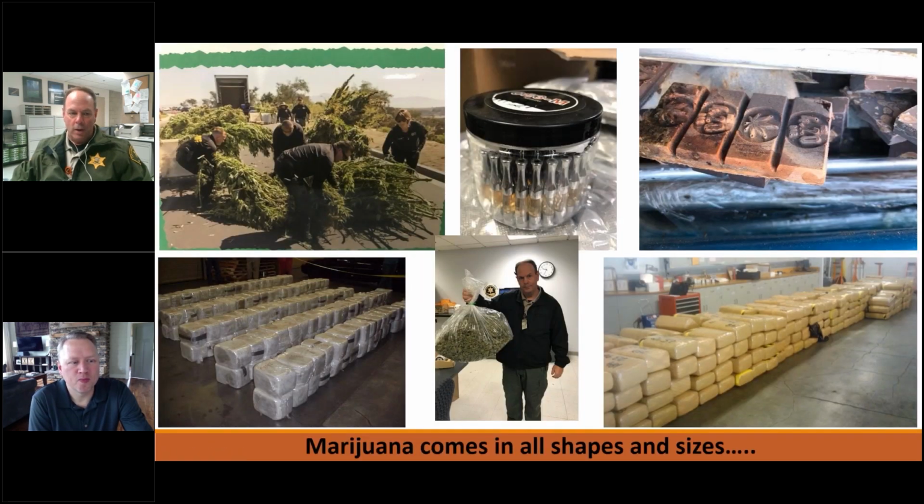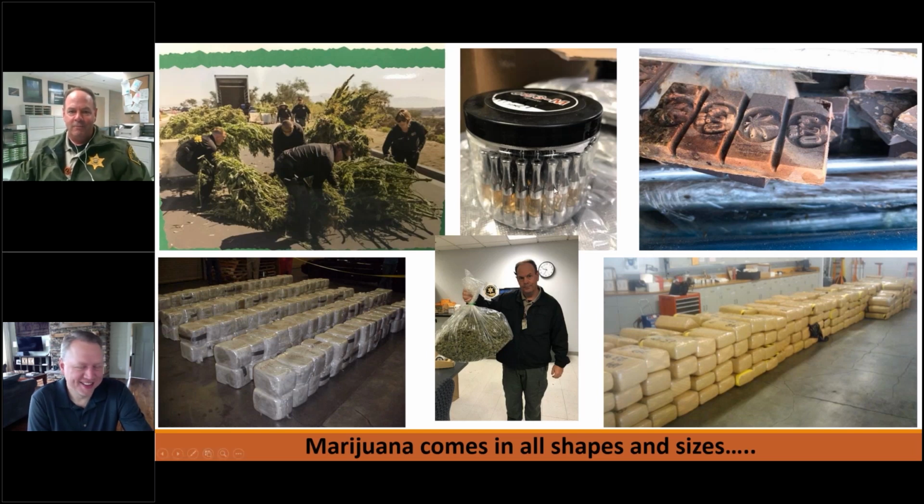Marijuana, what can we say about marijuana? It comes in all shapes and sizes. Up here on the left is a grow that we did a few years ago in the Newport Coast area, real close to Kobe Bryant's house. Not to say he would have had anything to do with it, but it wasn't his area.